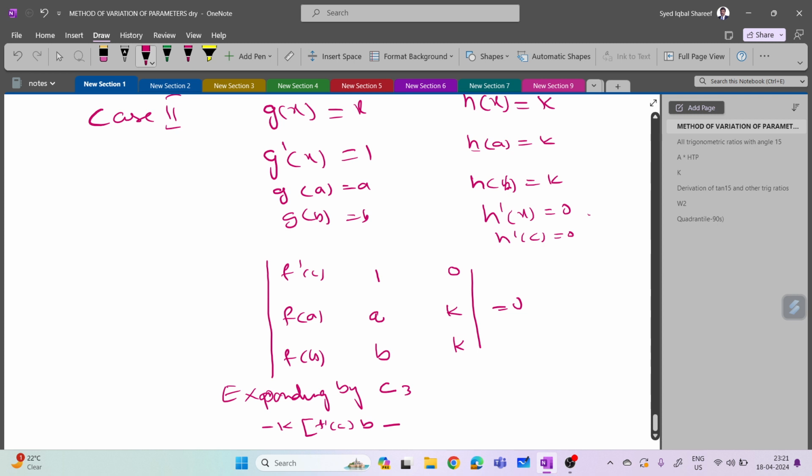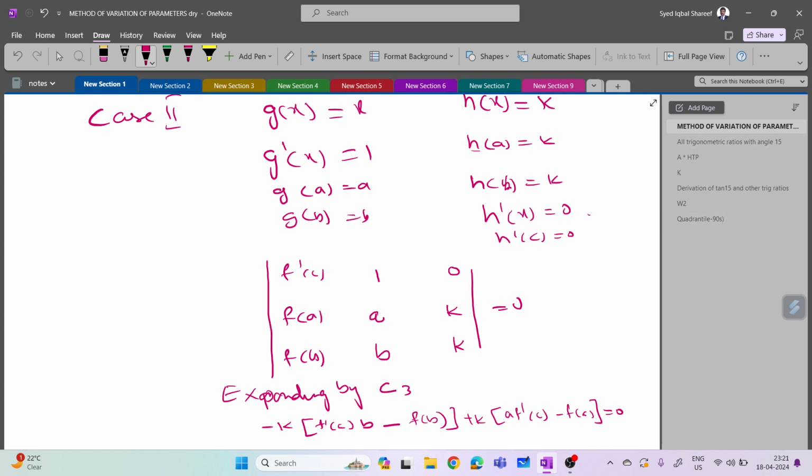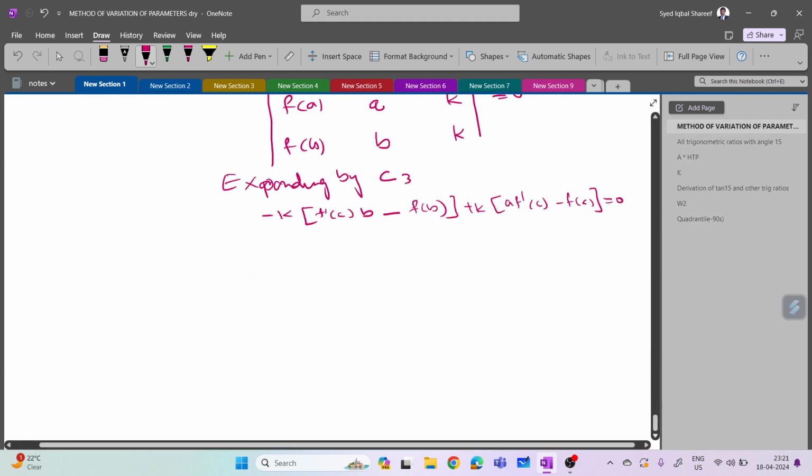Minus f of b. One thing, if we take f dash c into this, 1 is there. This is minus, this is plus k. Now leaving this and this, a into f dash c minus f of a should be equal to 0.